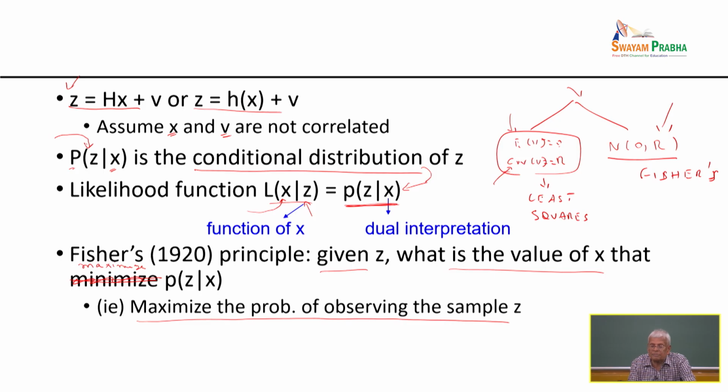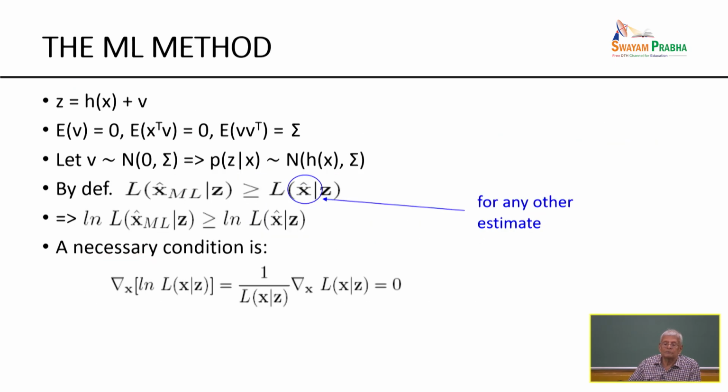And this can be easily obtained by maximizing L as a function of x given z. Please understand, I have already taken samples. The samples are supposed to contain information about the unknown. I don't know the unknown value, but I do know the dependence of the probability distribution on x. So if I have observed some z, what is the value of x that will maximize the probability of observing z for a given x? So that's the idea of maximum likelihood.